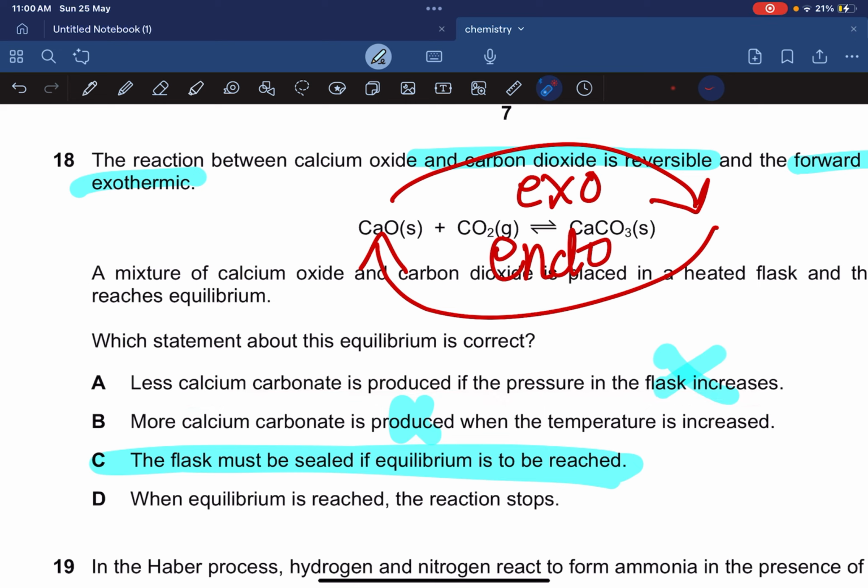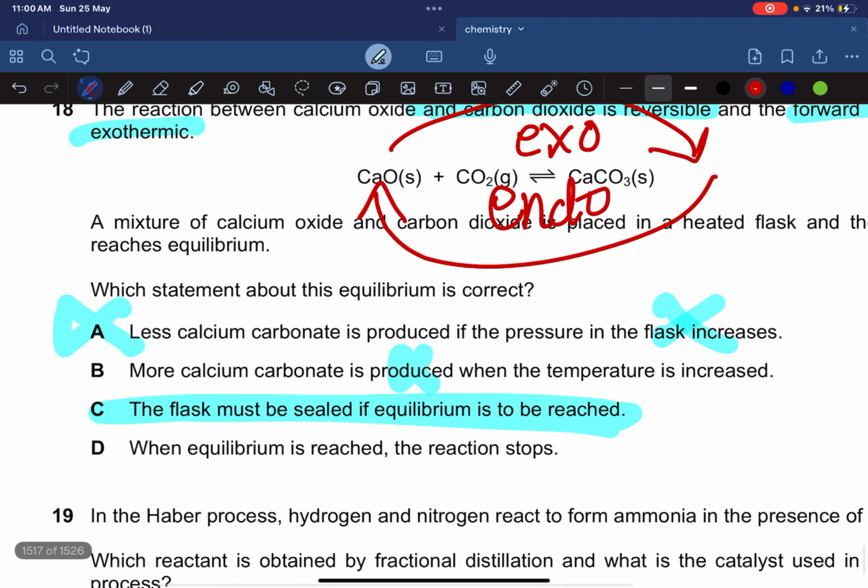If the pressure increases, that's going to move the equilibrium towards the side that has fewer moles. Less calcium carbonate is going to be produced? No, the equilibrium moves towards this side because this has 0 moles and this has 1 mole. So more calcium carbonate is going to be produced. So option A is still incorrect, but you have to consider that over here you have 0 moles because that's a solid. Sorry. Okay, option D.